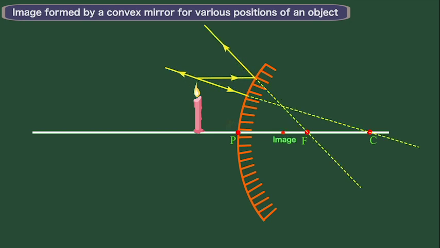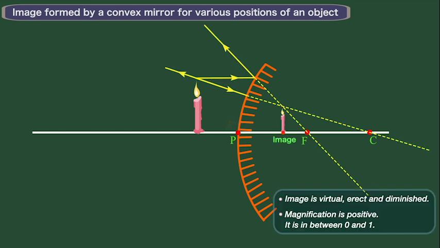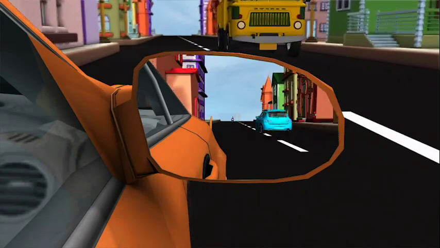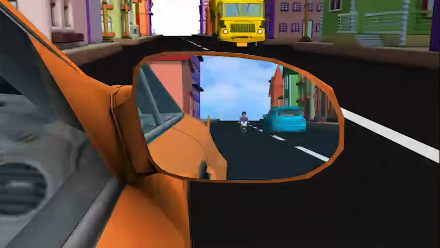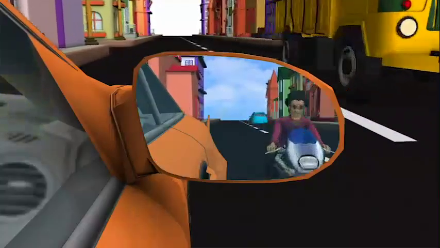From this tree diagram, we can understand that convex mirror always forms virtual, erect and diminished image irrespective of the position of the object. Wherever the object is placed in front of the convex mirror, the image is formed between the pole and focus. Do you notice the image of a bike and buildings in the side mirror of a car while a car is moving on the roads?